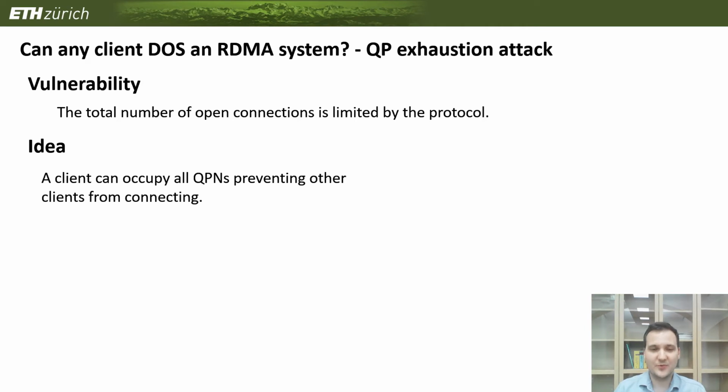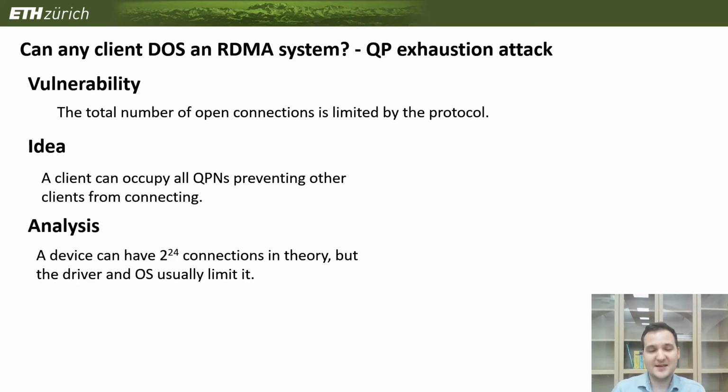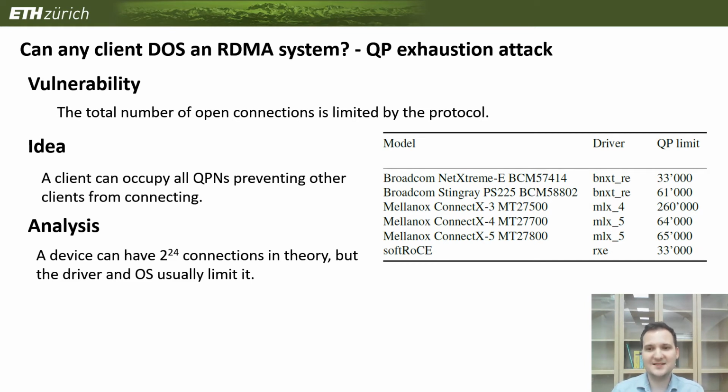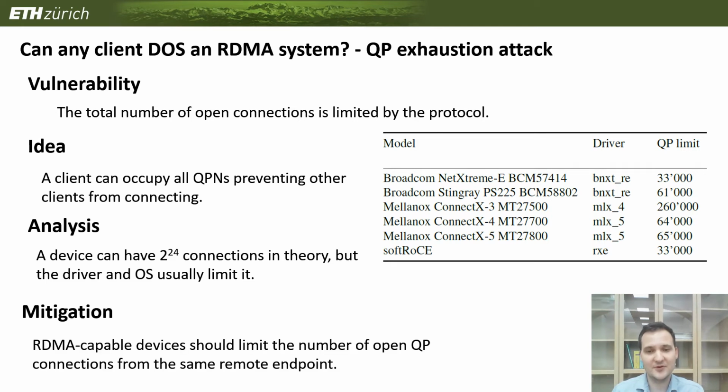It's actually possible. The first thing that we looked at is the number of open connections. As you know, in the protocol, we have a limit on the number of queue pair numbers, which is 2 to the power of 24. In theory, a client could occupy all these connections, and then nobody could connect to the system. You might think this is a big number, but when we checked multiple systems and different devices, this number was much lower. The QP limit on average was around 64,000, and this number was usually limited by the driver, which has a stricter limit on the number of possible connections. Of course, a simple mitigation to that attack is just to count how many connections a remote endpoint opened.